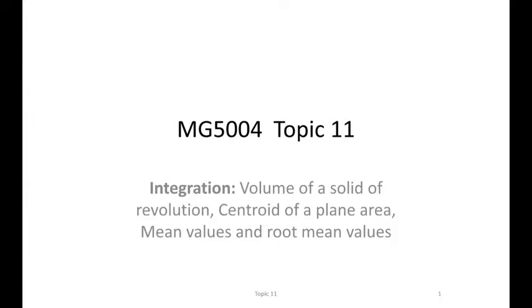This is topic 11, class 2, where we have finished looking at the techniques of integration, but we're now just using them in various formulas to find things that may be useful to engineers. We've looked at mean values, root mean values, lengths of arcs, and the Archimedean spring. Now we're going to look at the volumes of a solid, where we're revolving a solid around an axis, and we'll look at finding the centroid of a shape.